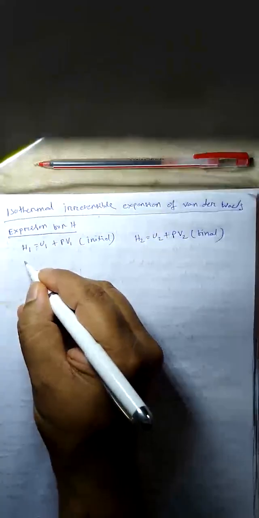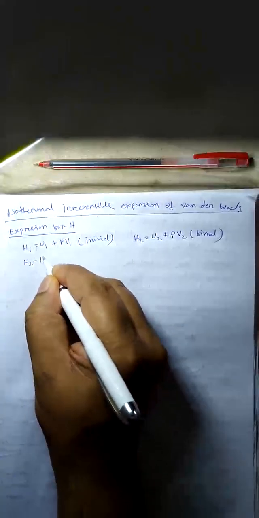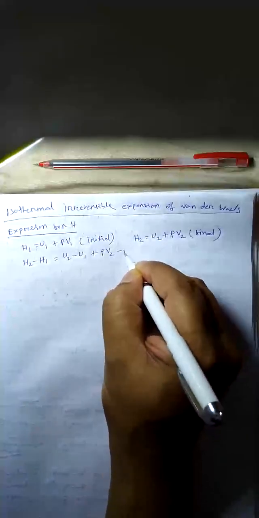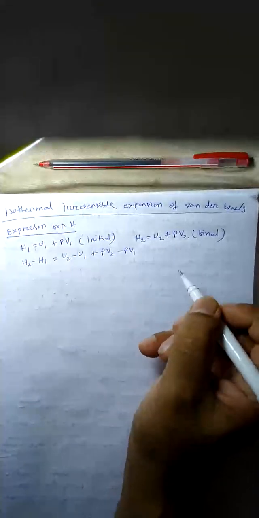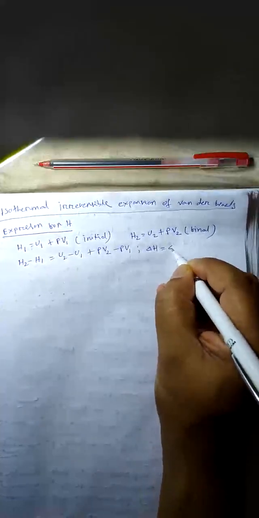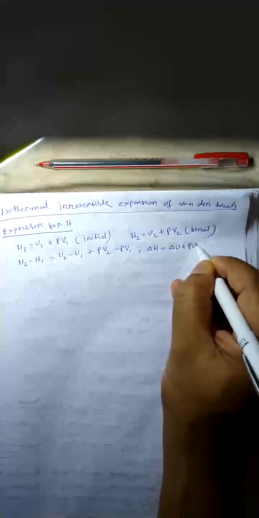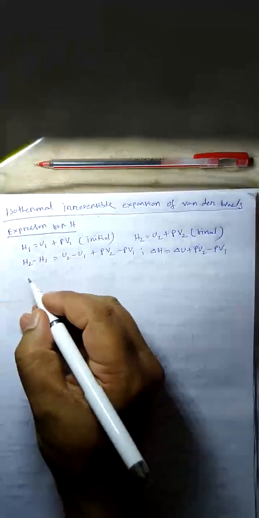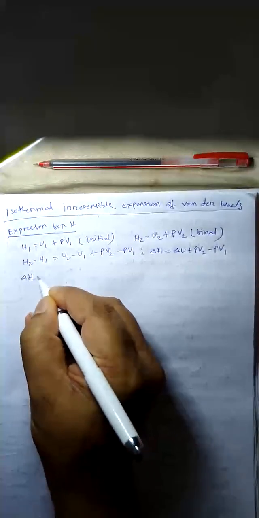What is the change in enthalpy? Final minus initial. You get H2 minus H1 equals U2 minus U1 plus PV2 minus PV1. So delta H equals delta U plus PV2 minus PV1. Now delta H needs delta U, the change in internal energy. We already derived this one.